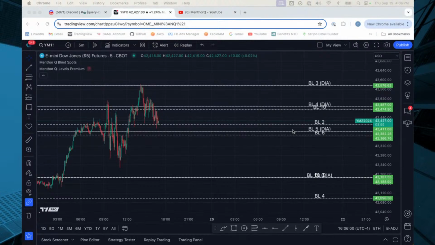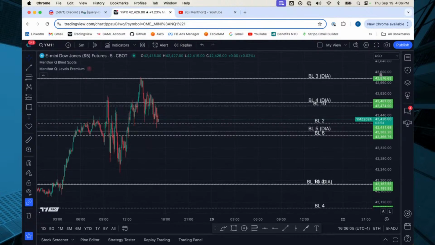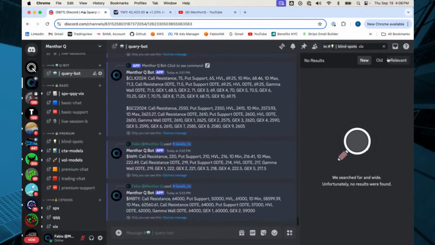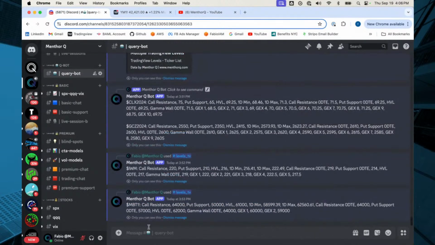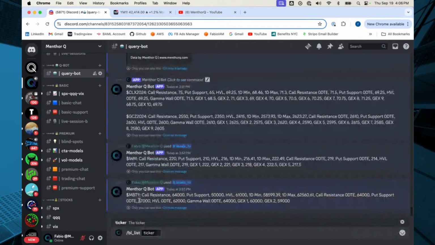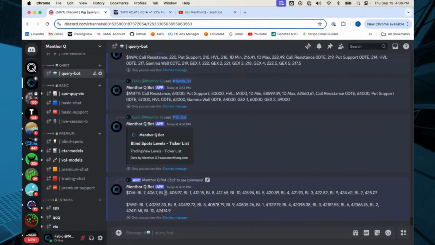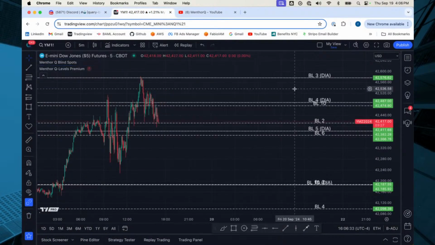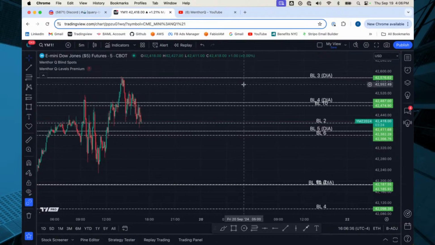So what we've done here is plot the Dow Jones blind spots together with the converted blind spots from DIA, right? In order to get this data, we come back in the bot and simply type in our blind spots command. I type in my list, DIA, YM1, and then I get the data. Then I copy this text, come into my blind spots level indicator, add this text here, and the levels are plotted into the chart.